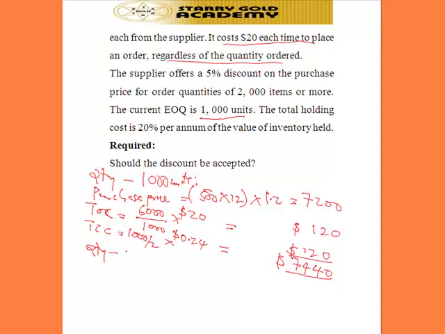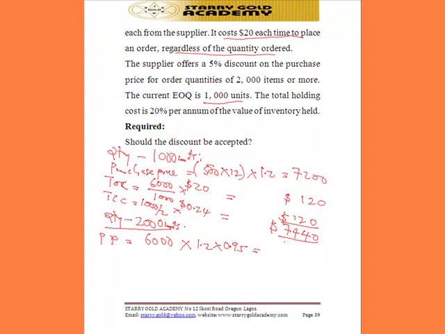Now the quantity of 2,000 items or more, 2,000 units, we have a 5% discount. So the purchase price is going to be 6,000 annual demand times 5% discount. That means we are paying 95% of that price. 1.2 times 95%, and that gives us what? 0.95 times 1.2 times 6,000. Now 6,840.